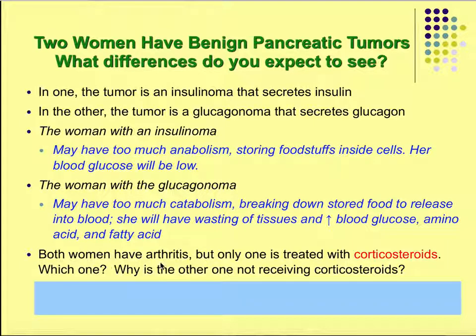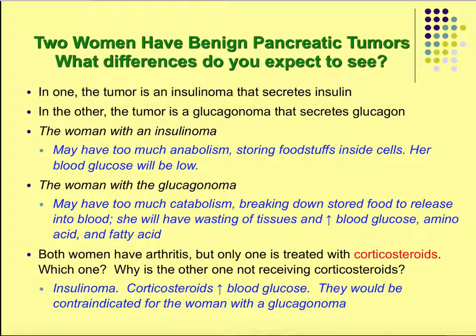Now, both women have arthritis, but only one is being treated with a corticosteroid. Which one, and why is the other one not receiving corticosteroids? Well, remember, cortisol also increases blood glucose, so you wouldn't want to give it to the woman who already has too much catabolism happening. So the woman with the insulinoma will be treated with the corticosteroids. It would be contraindicated for the woman with the glucagonoma.